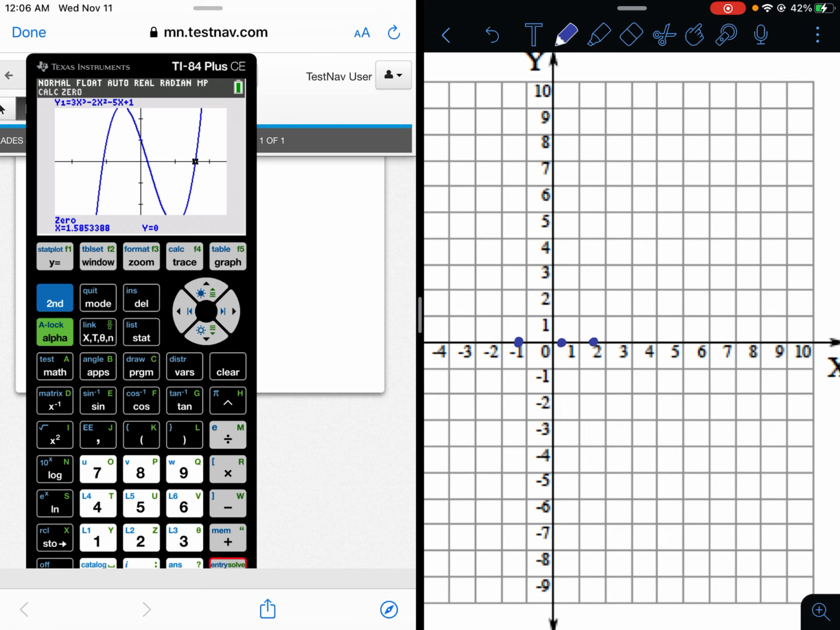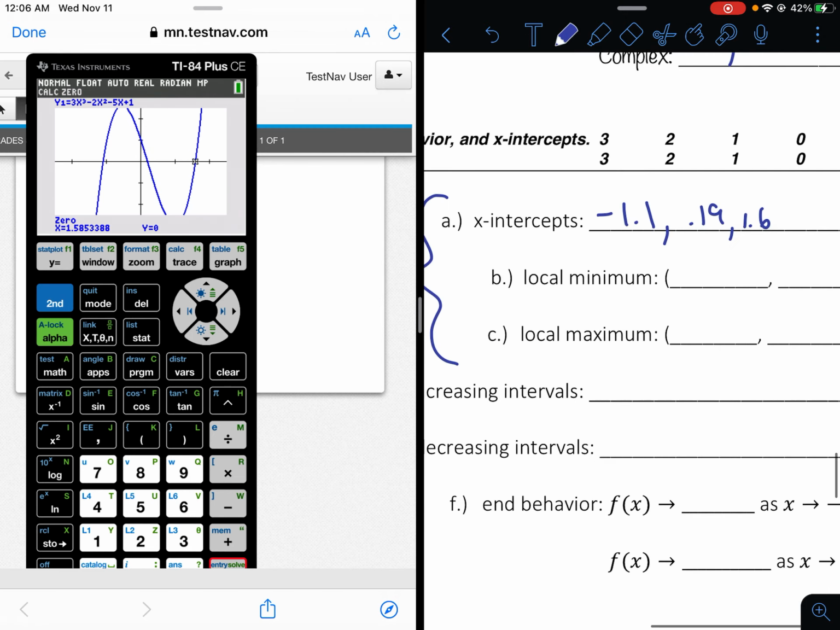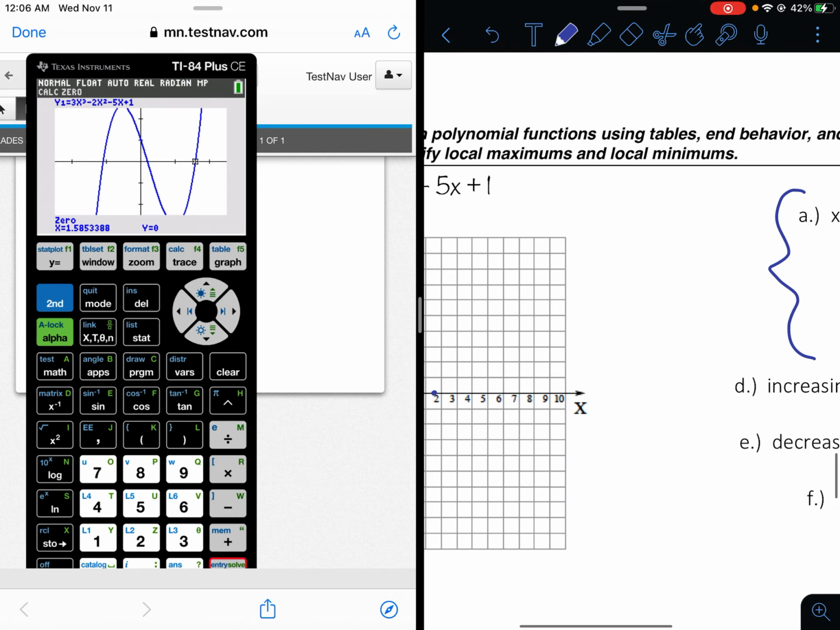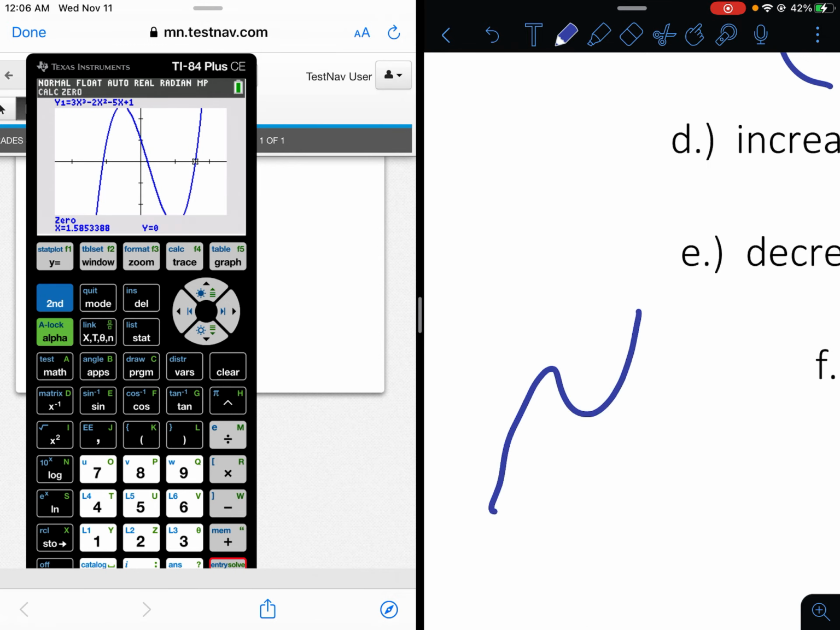Now you can see by getting 3 points, I really have no idea where this graph goes. And this is why we need a little bit more information. So we have this extra piece here called local maximum and local minimum. Basically, all polynomials have this little up and down kind of in the middle. Every graph is going to have a local top and a local bottom, or a local max and a local min.